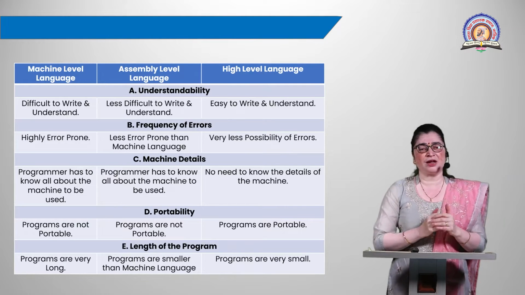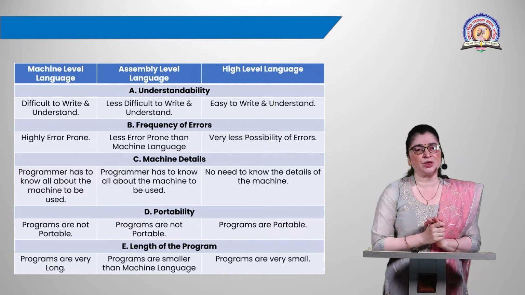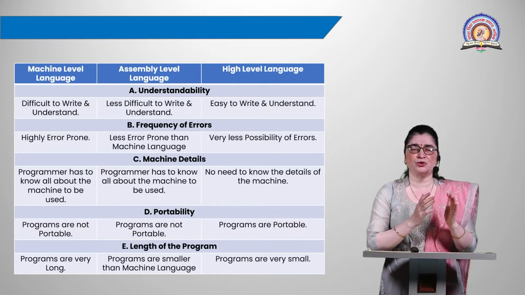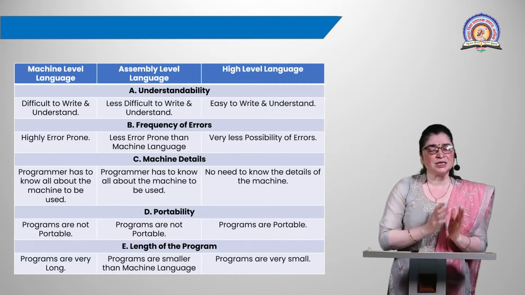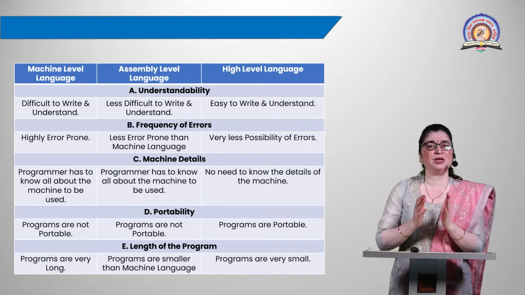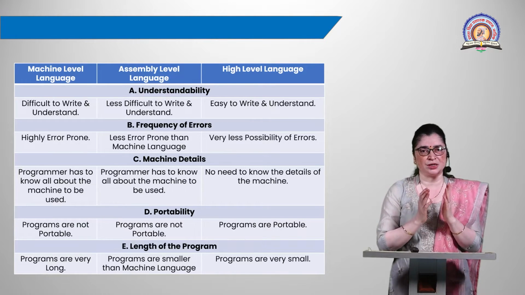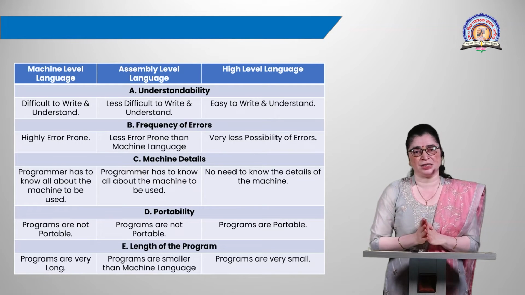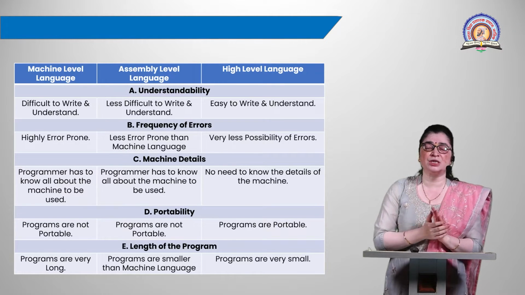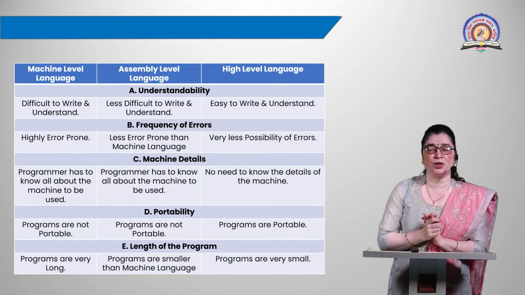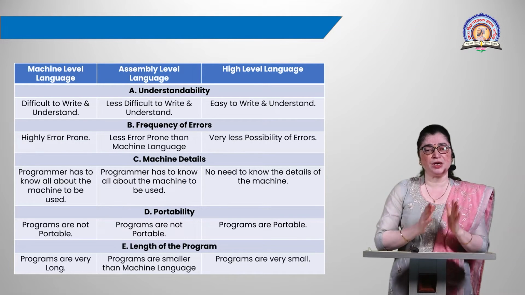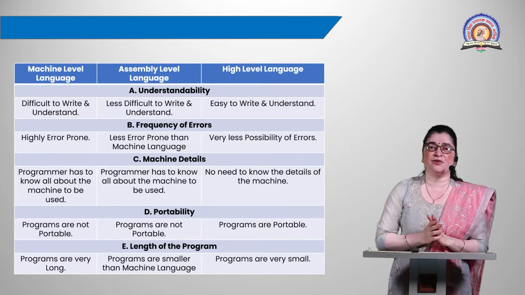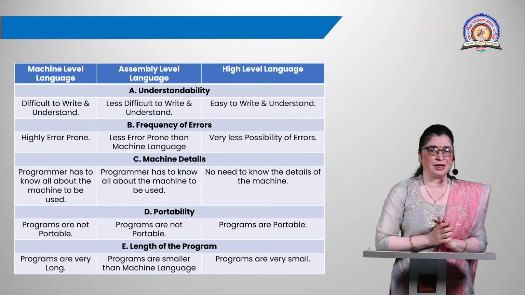Machine level language is very difficult to write and understand, because you have to write the program in the form of zeros and ones. As compared to machine language, assembly language is somewhat simple to write and understand, because here we are using certain mnemonics, certain codes like add, sub, div. So it is simpler than machine language, but more difficult than higher level language.